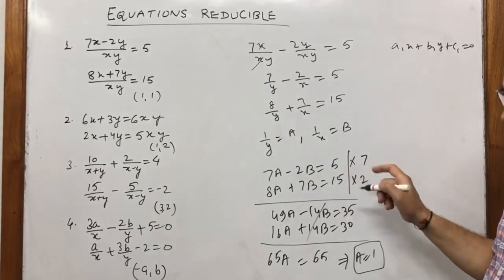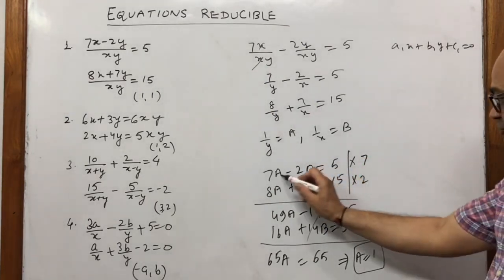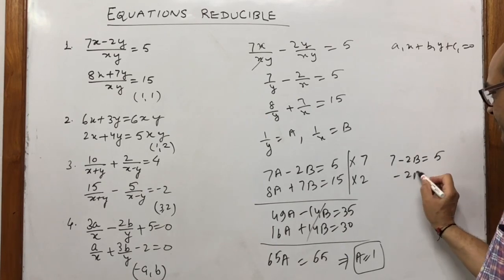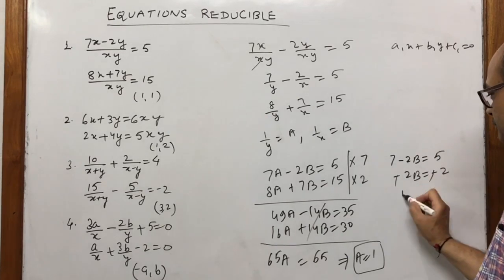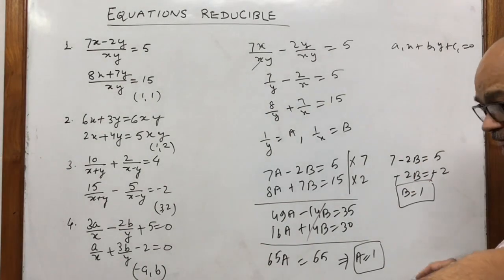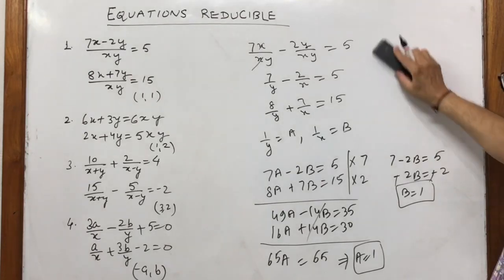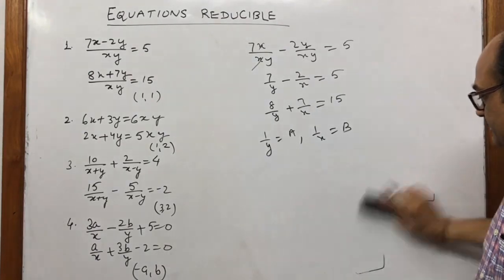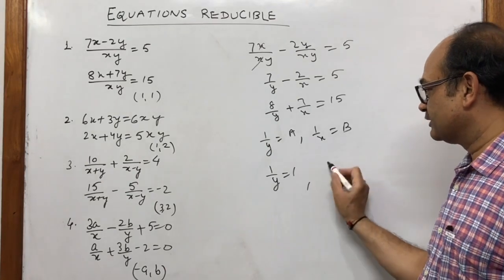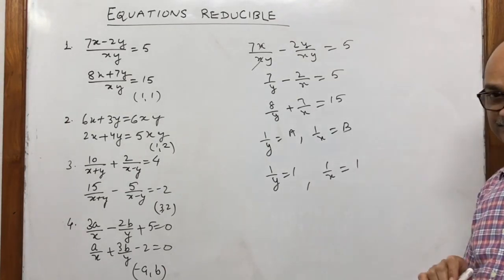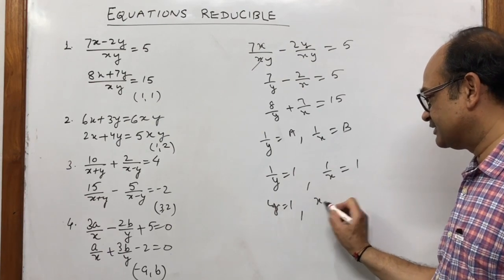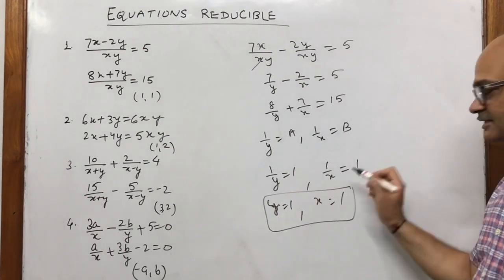Substitute in any one. Suppose in the first one, a equals 1. 7 minus 2b equals 5. So minus 2b equals minus 2, b equals 1. A equals 1, b equals 1. So what will be the answer of x and y? Now substitute what we assumed earlier. 1 upon y is now 1 and 1 upon x is now 1. Cross multiply, y equals 1 and x equals 1 is the answer.